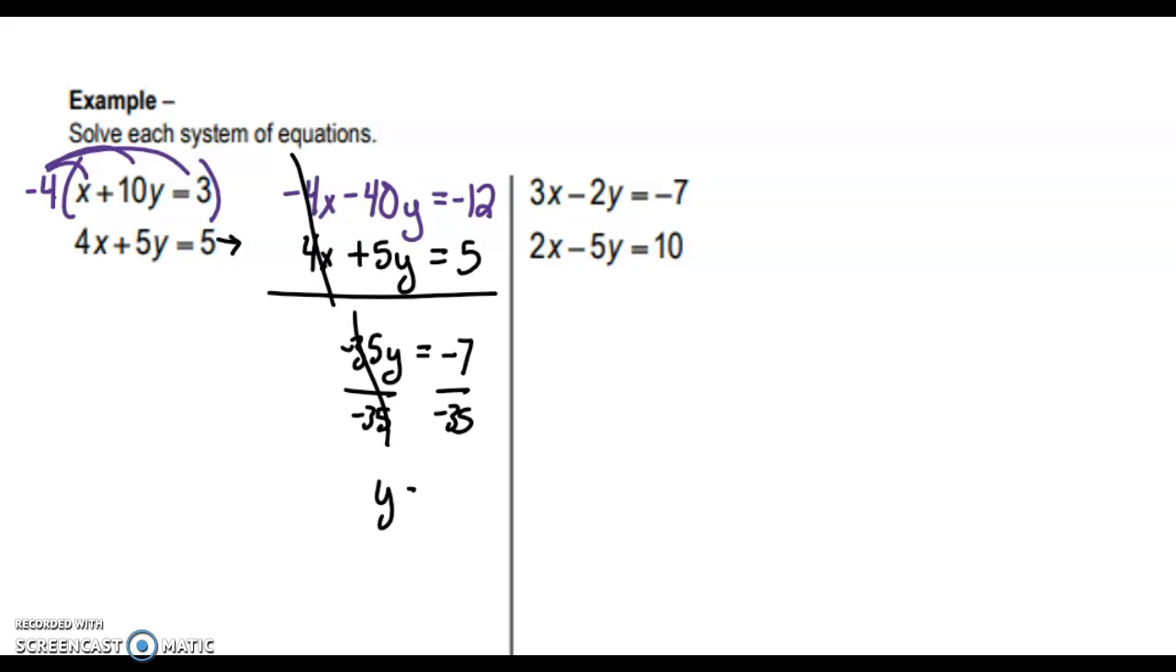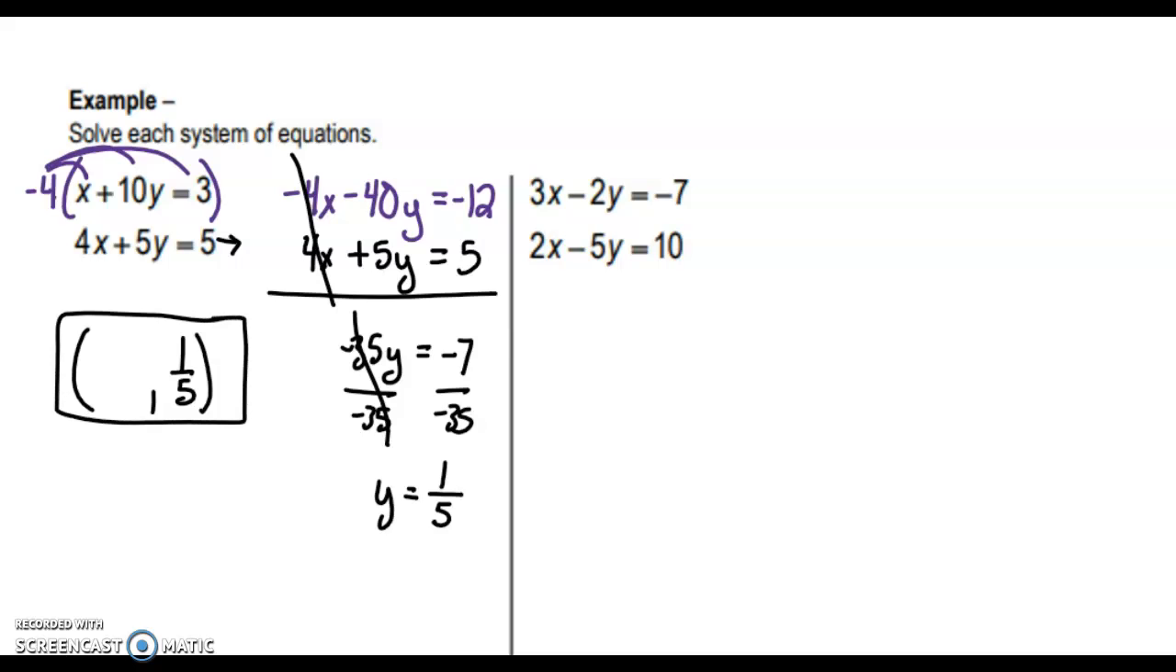And you get y equals, okay, a negative divided by negative is a positive, and 7 over 35 is 1/5. So it's a little weird to have a fraction in it, but honestly, guys, a fraction or a decimal is fine. We don't see it very often, but it's completely okay. So your y value is 1/5.